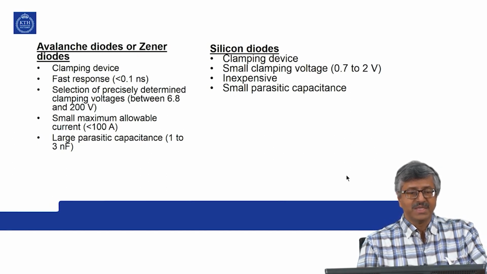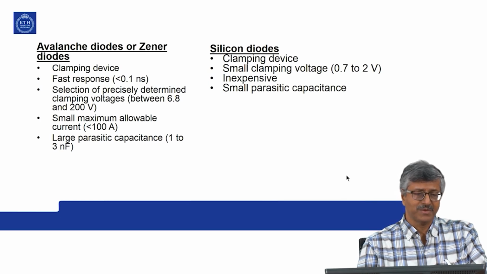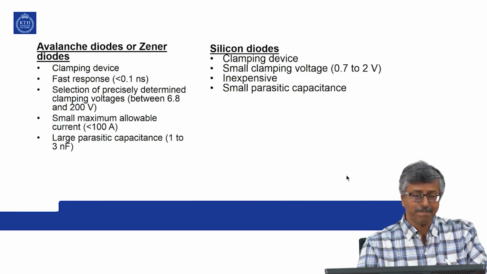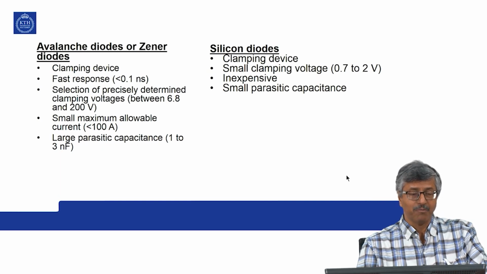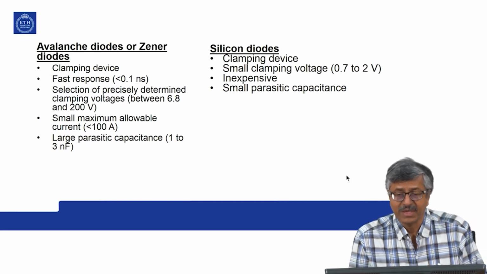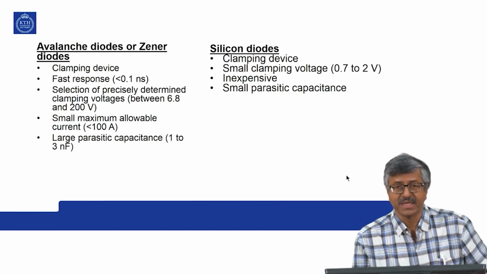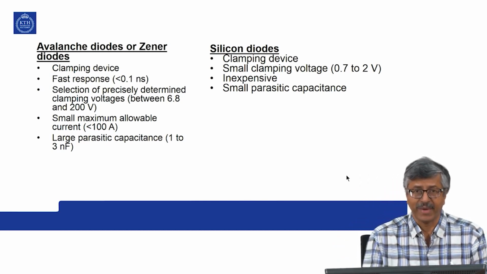Then another device is basically a diode, avalanche diode or Zener diode. So, they also are clamping devices like metal oxide varistors, but much less in power and voltage rating, and the parasitic capacitance is large like the varistor. Silicon diode is another clamping device, again very low clamping voltage you can get. It is inexpensive and has small parasitic capacitance.